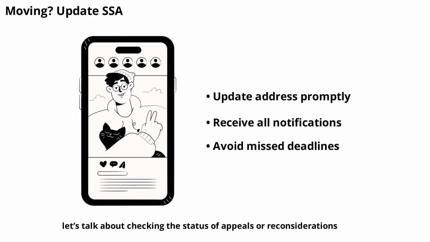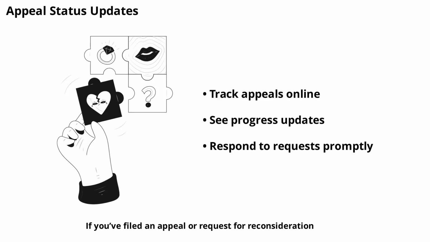Next, let's talk about checking the status of appeals or reconsideration. If you filed an appeal or request for reconsideration, you can track its status online, just like your initial application. Log into your account and look for the appeals section. You'll see updates on the progress of your appeal and any additional steps required. Staying informed helps you respond quickly to any requests from the SSA.